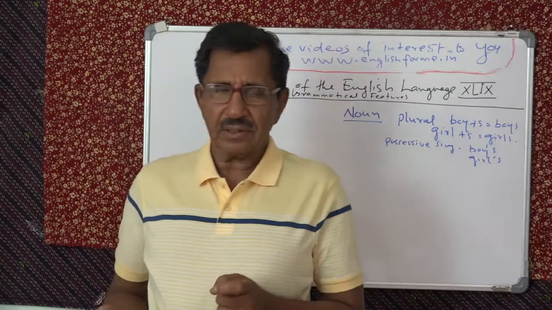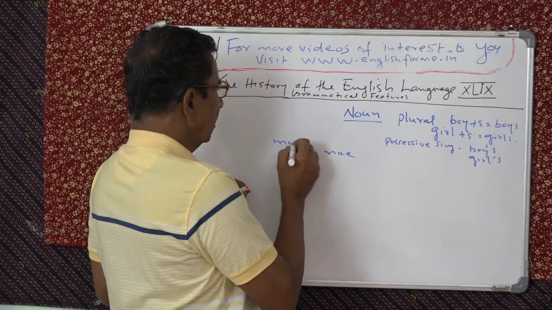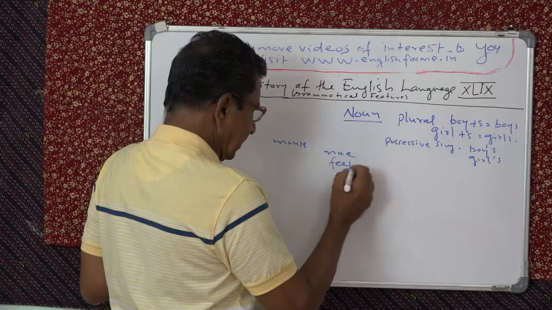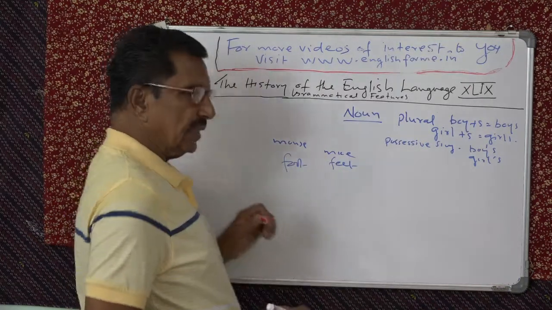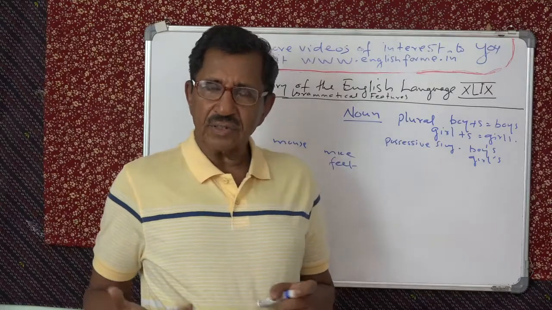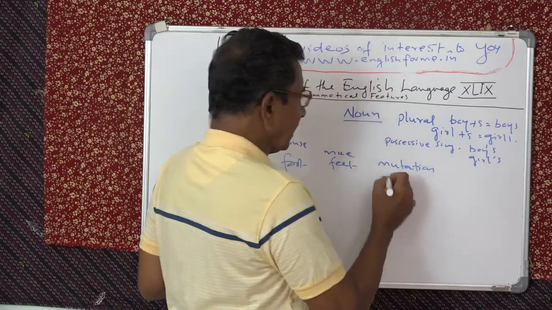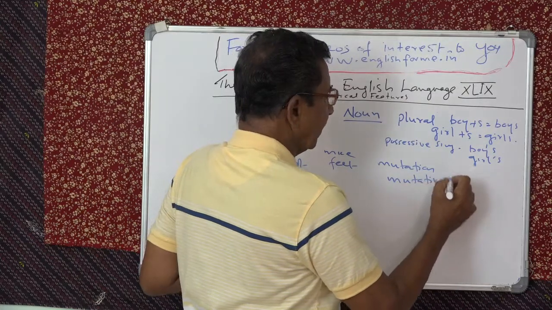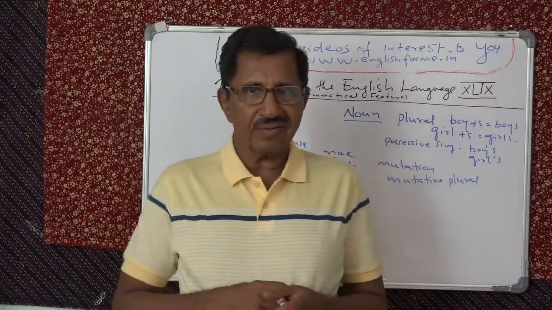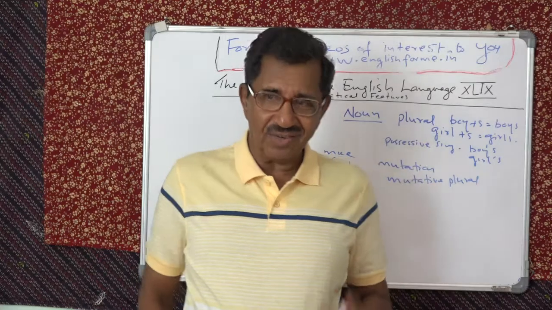Now you will find exceptions. For example, mice. Singular is mouse. And then you will also find feet. Foot. Such exceptions are there. Now here what happens is the vowel changes. You are making plural from singular by a vowel change, or you call it mutation. Vowel mutation. What is a mutative plural? Mutative plural. Now those people who are studying English as a second language may not know these names. But being students of the history of the English language, we must know this.